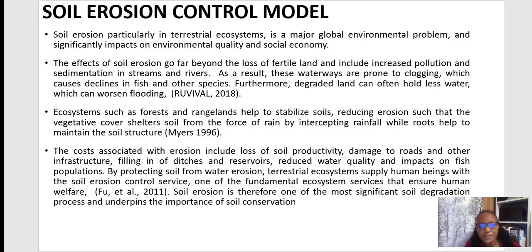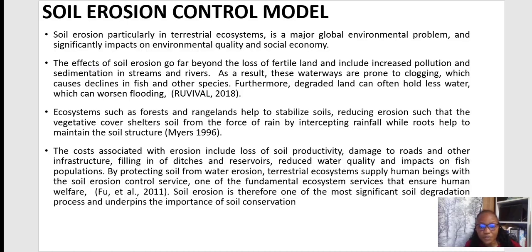Ecosystems such as forests and grasslands help to stabilize soils and reduce erosion, such that the vegetative cover shelters soils from the force of rain by intercepting rainfall, while roots help to maintain the soil structure. The costs associated with erosion include the loss of soil productivity, damage to roads and other infrastructure, filling of ditches and reservoirs, reduced water quality, and impacts on fish populations.